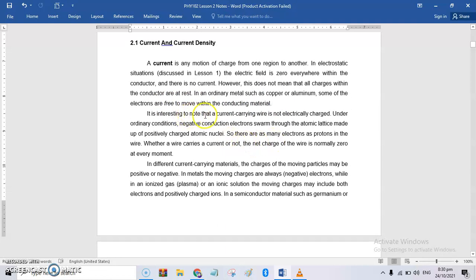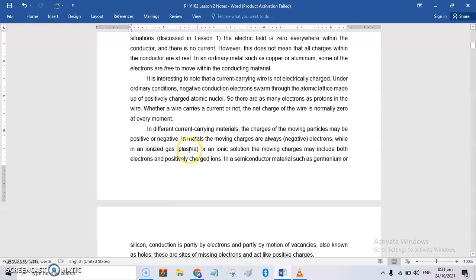It is interesting to note that a current-carrying wire is not electrically charged. Under ordinary conditions, negative conduction electrons swarm through the atomic lattice made up of positively charged atomic nuclei. So there are as many electrons as protons in the wire. Whether a wire carries a current or not, the net charge of the wire is normally zero at every moment.